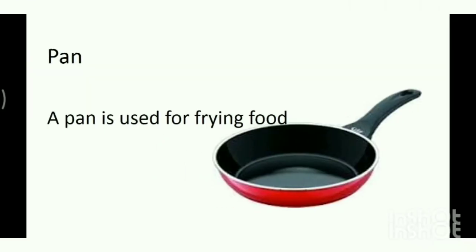Yes, children. Now this is also a pan. This is one of the pictures which you will be familiar with. What is a pan used for, children? A pan is used for frying food.